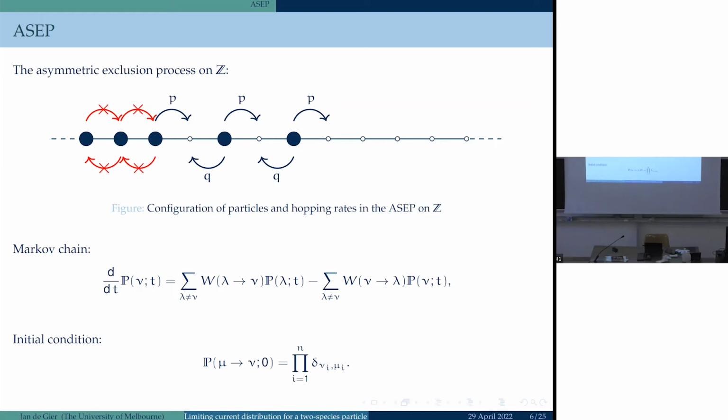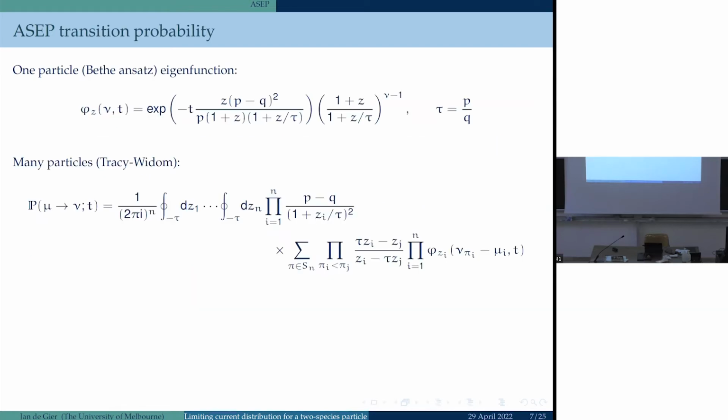And you'd like to solve this equation for p with the initial condition that at time 0, the configuration u is equal to the starting configuration mu. So at time 0, this should reduce to a product of delta functions. That problem was solved by Tracy-Widom, and it's like a Bethe-Ansatz type of calculation.